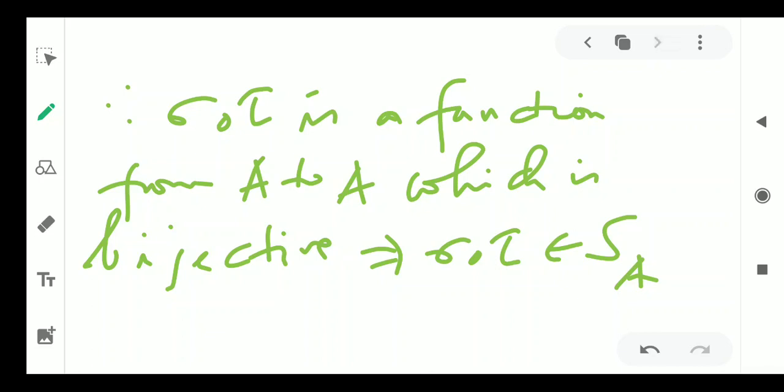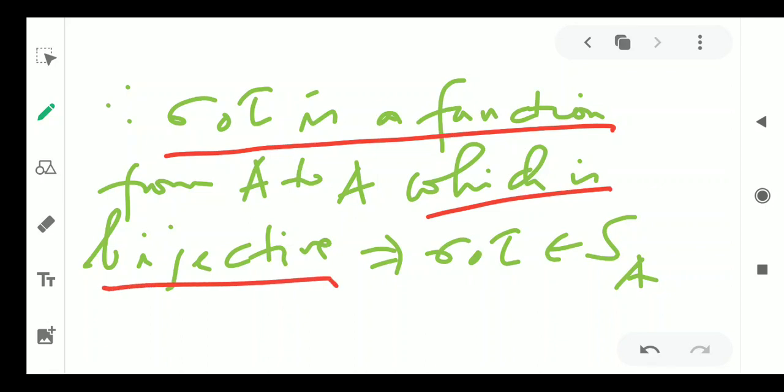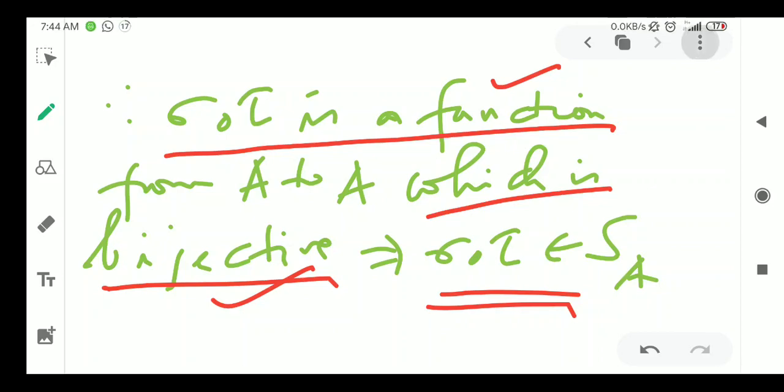So what we have got now is that sigma composition tau is a function which is well defined and which is one-one as well as onto, which is a bijective function. Every bijective function from A to A is a permutation, therefore sigma composition tau belongs to SA. Therefore closure property holds good. So with this we end this video.